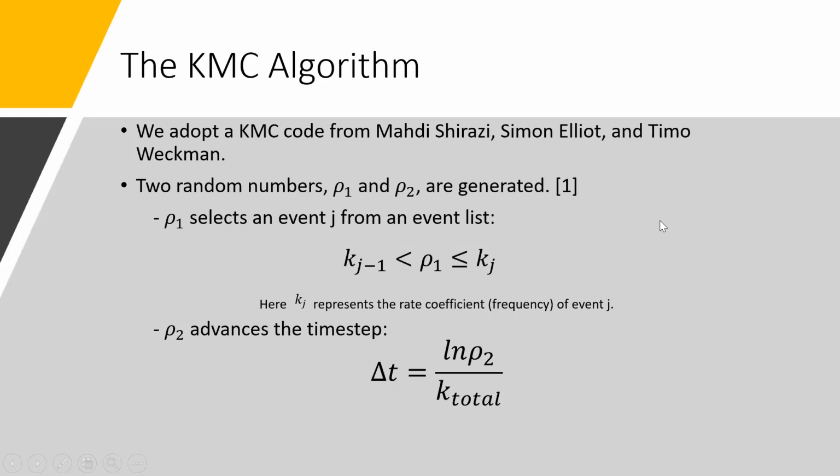We adopted this KMC code from Drs. Matti Shirazi, Simon Elliott, and Timo Weckman. These are researchers in Finland. Dr. Shirazi and Elliott put together the first 3-dimensional KMC code for hafnium oxide. Dr. Weckman came behind those two gentlemen and revamped the code so it could handle zinc oxide.